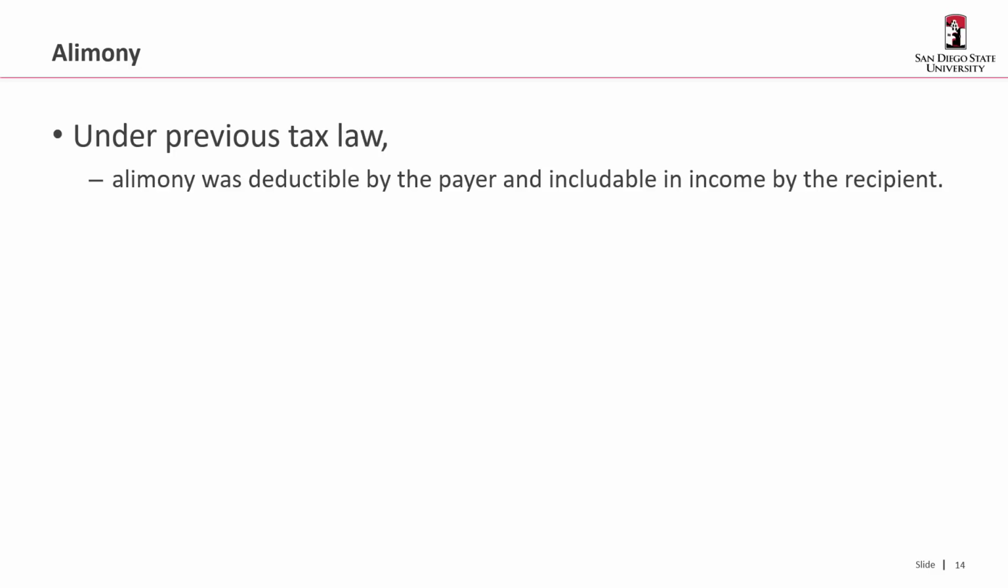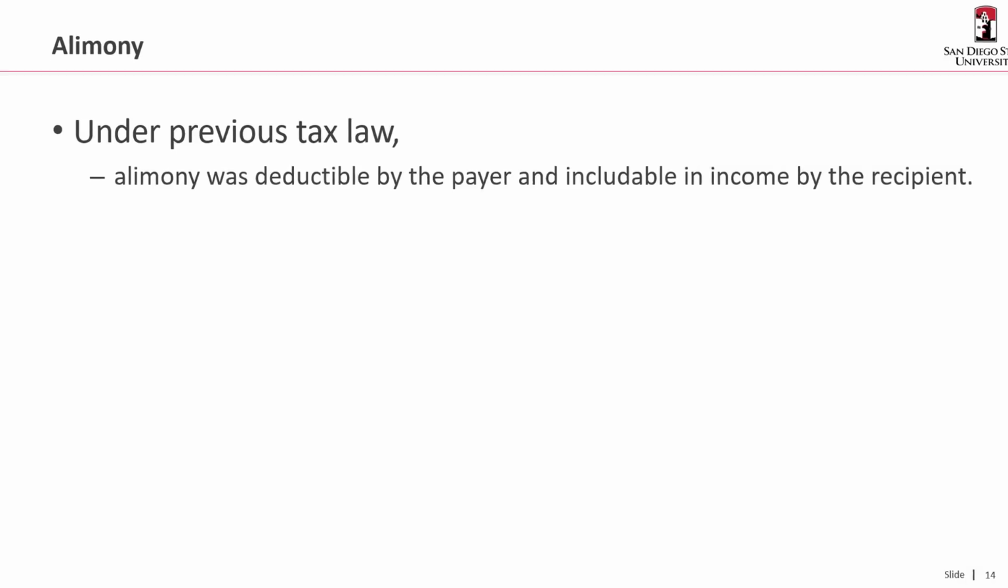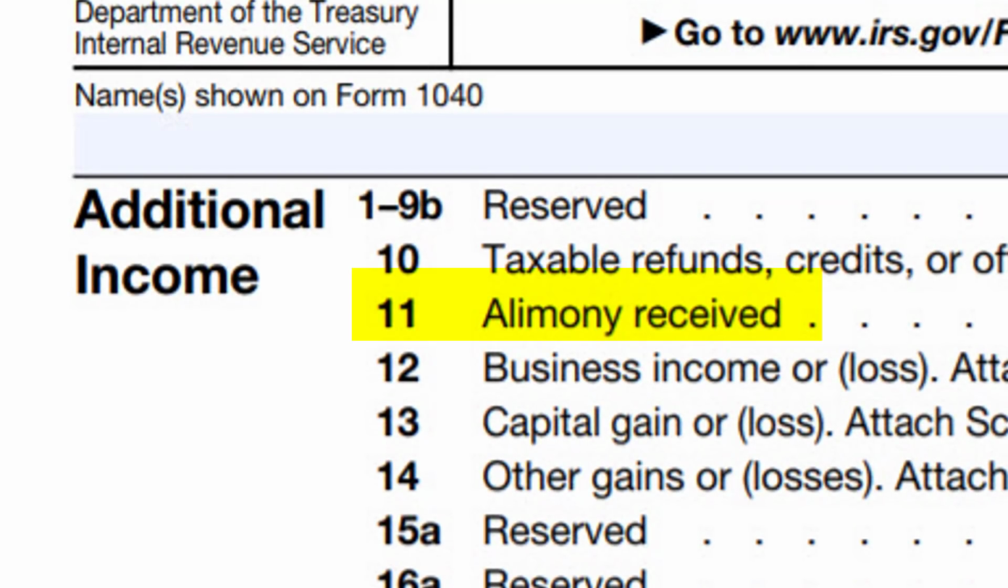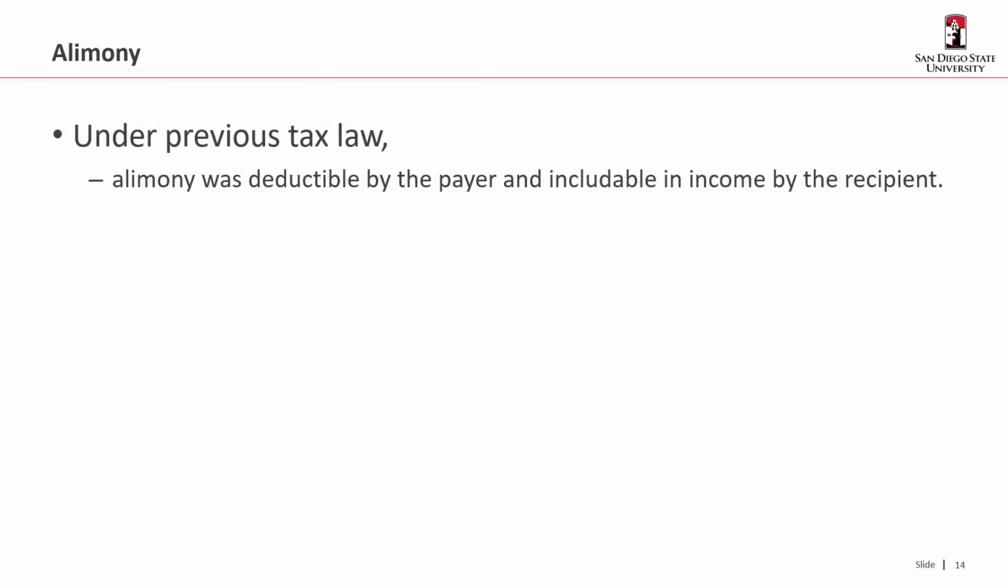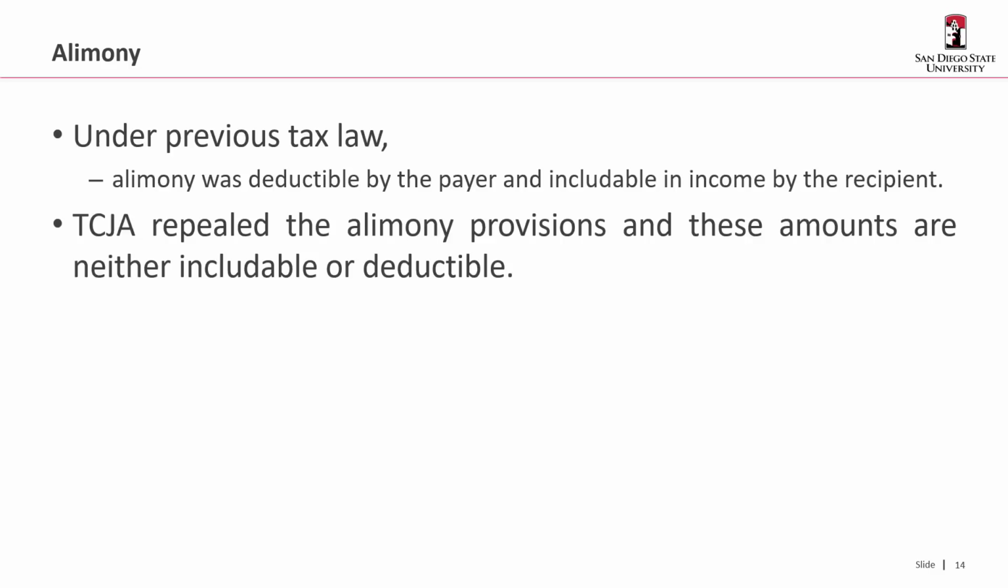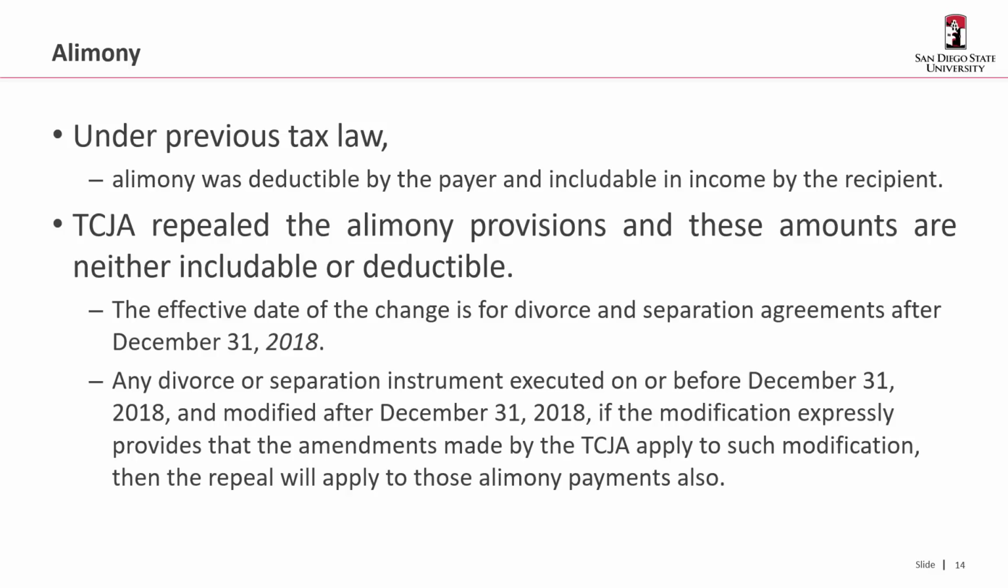So under previous tax law, alimony was deductible by the payer, but it was includable in income by the recipient. So it was actually an income shifting system by which the person who paid the alimony deducted it, and the person who received the alimony included it in income. So the tax law change at the end of 2017 repealed alimony provisions, and no longer do you deduct these, and no longer do you include these. However, there's a little bit of a transition period. The effective date of this change was for divorce and separation agreements after December 31st, 2018.